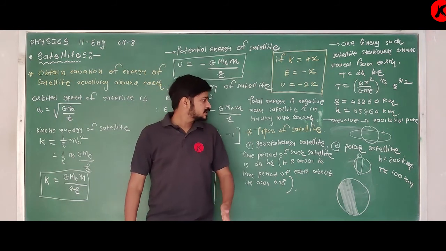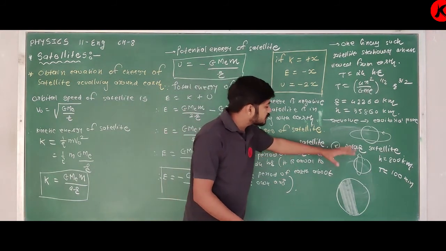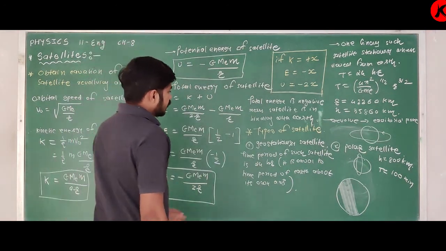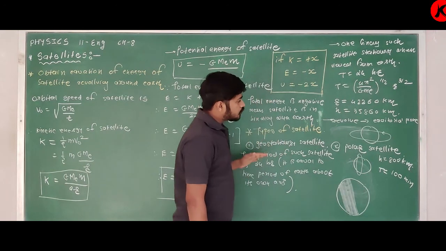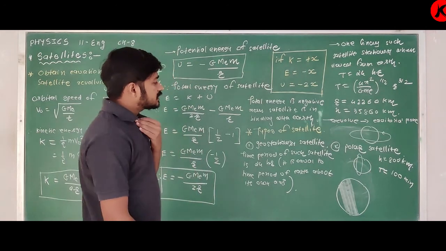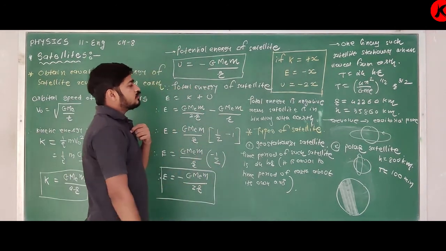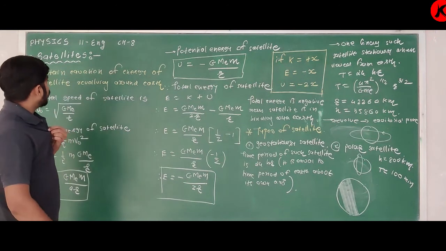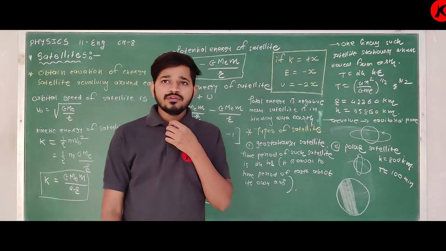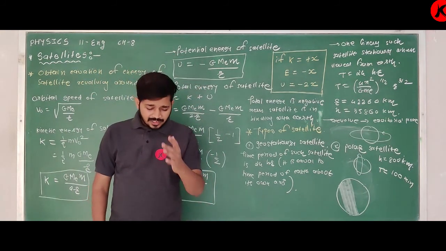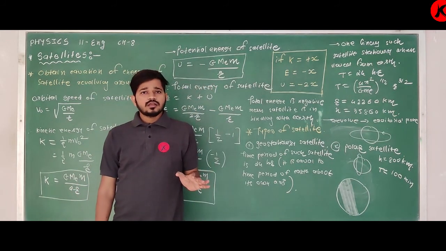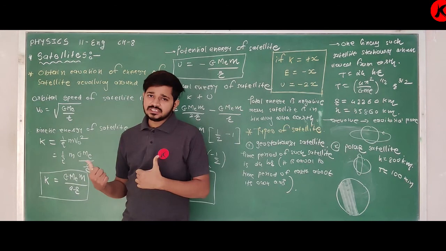Clear? So for geostationary satellites and polar satellites, you have to remember such data only. What is a geostationary satellite? In which plane do they revolve? In which plane do the polar satellites revolve? That data you have to remember. So that's all about satellites. More information, like which country has launched which satellite, you can read from your textbook. It's all about the theoretical part.